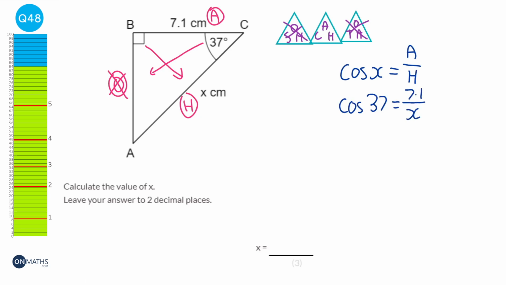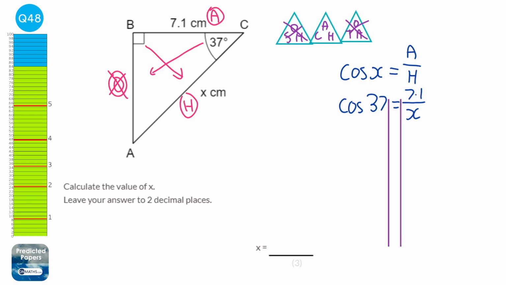Now whenever you're in this situation, and we're just going to put our solving lines in because we're going to be solving this next, what you can do is swap the left hand side, it has to be the whole of the left hand side, with the x at the bottom. You can just swap those over, and effectively what we're doing is multiplying both sides by x and then dividing both sides by cos 37. So when we swap those over, we get x equals 7.1 over cos 37.